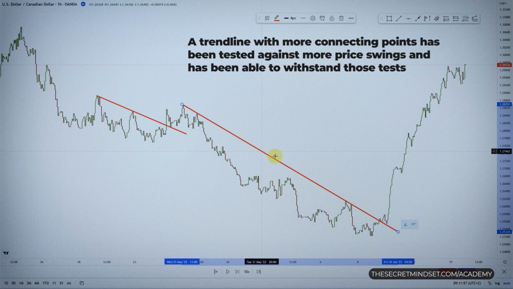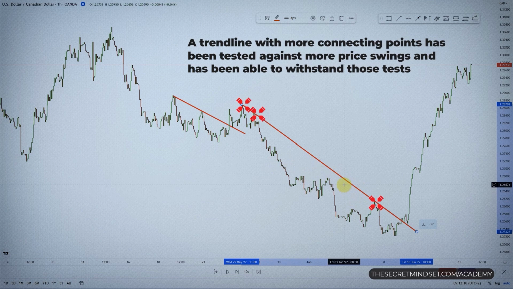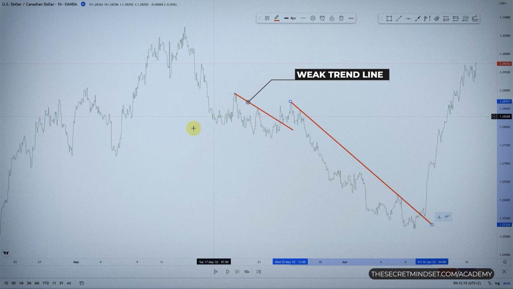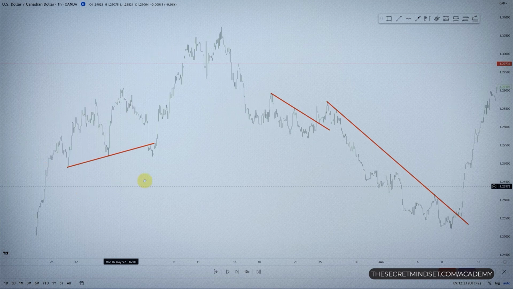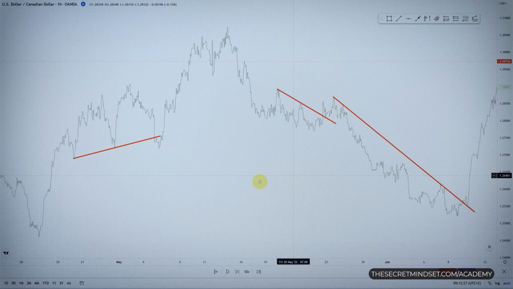A trend line with more connecting points is more reliable because it has been tested against more price swings and has been able to withstand those tests, indicating that the trend has momentum and is likely to continue. If you have a trend line connecting 2 points, it can be considered a weak trend line, and let's face it, it can be easily broken. But if you have a trend line connecting 3 or 4 points, then you have a strong trend line.